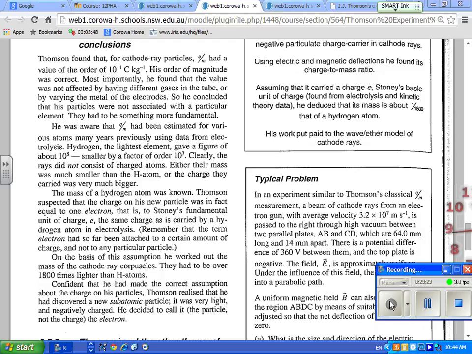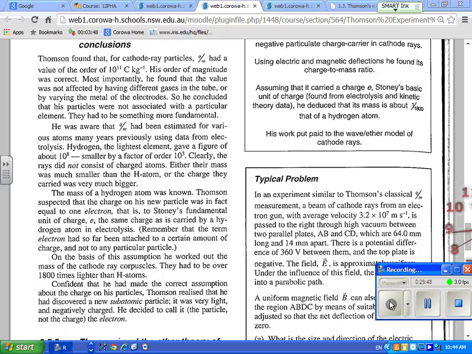He's aware that Q/M had been estimated for various atoms many years previously using data from electrolysis. Hydrogen, the lightest element, gave a figure of 10^8, smaller by a factor of order 10^3. Clearly the rays did not consist of charged atoms. Either their mass was much smaller than the hydrogen atom, or the charge they carried was very much bigger. The mass of a hydrogen atom was known.